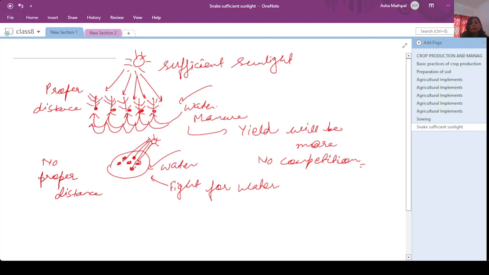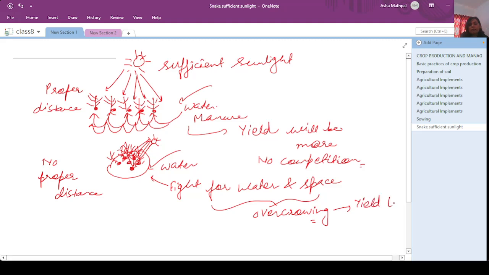Right. Now, if they start giving the leaves, the seedlings will emerge. What will happen? See, they will not be able to spread their leaves properly. There will be overcrowding. And there will be a fight for space. So this will bring the overcrowding. Now if there is overcrowding, then even the healthy seeds will not give you good yield. So the yield will be low in this case.